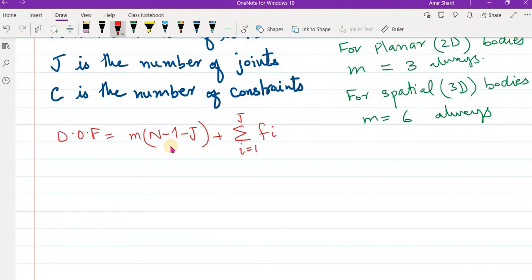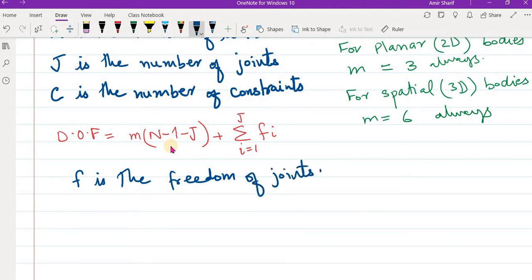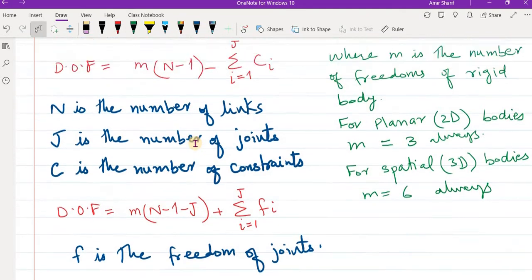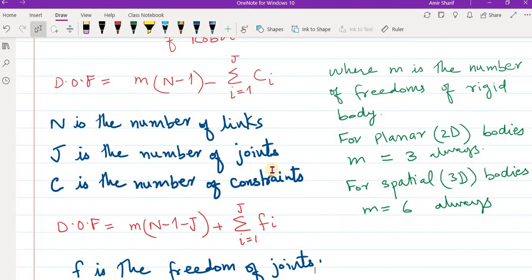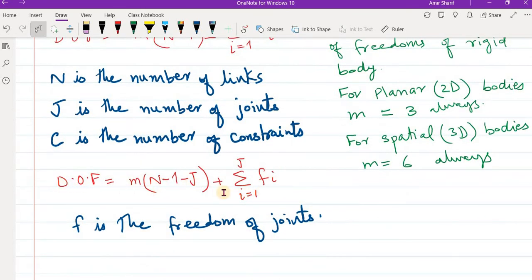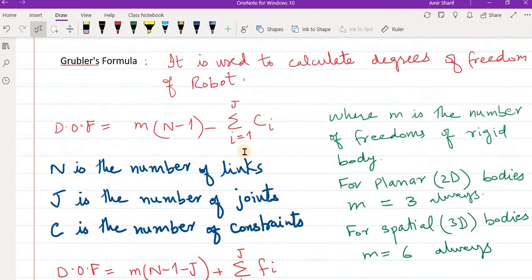So here, F is the freedom of joints. So this is how you can use either this formula or this formula, whatever you like. I prefer using this modified one, but you can use this one also.